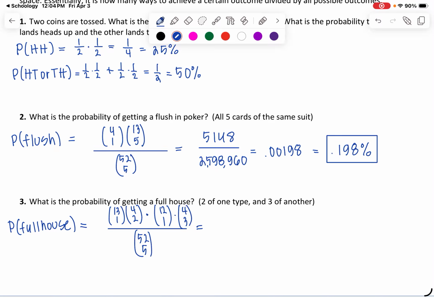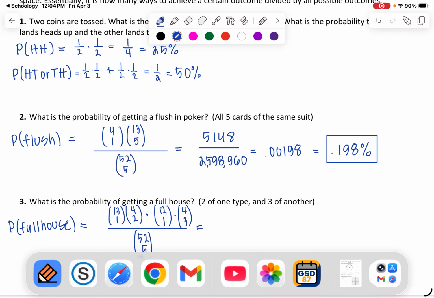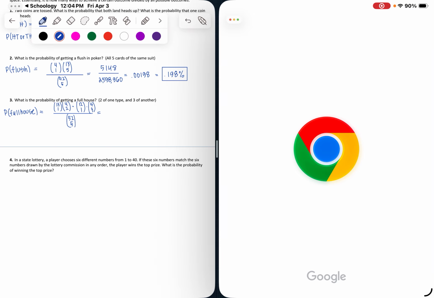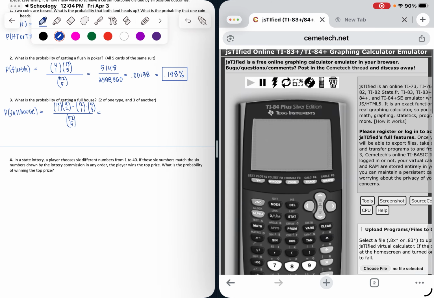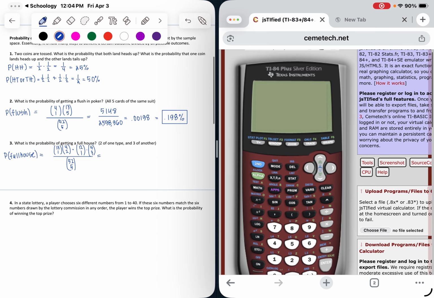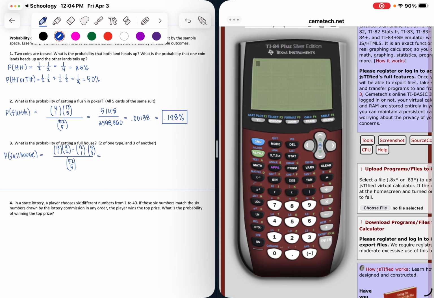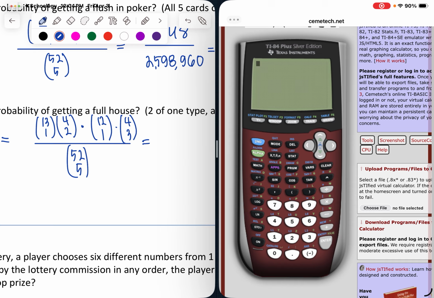13 choose 1 times 4 choose 2. Let's make sure we remember how to put that in our calculator. I'll just do it once because we know it takes a lot of button pushing. I'm only going to show you once because you can always pause the video and try it yourself. I want 13 choose 1, which is just 13, but I'll do it anyways.